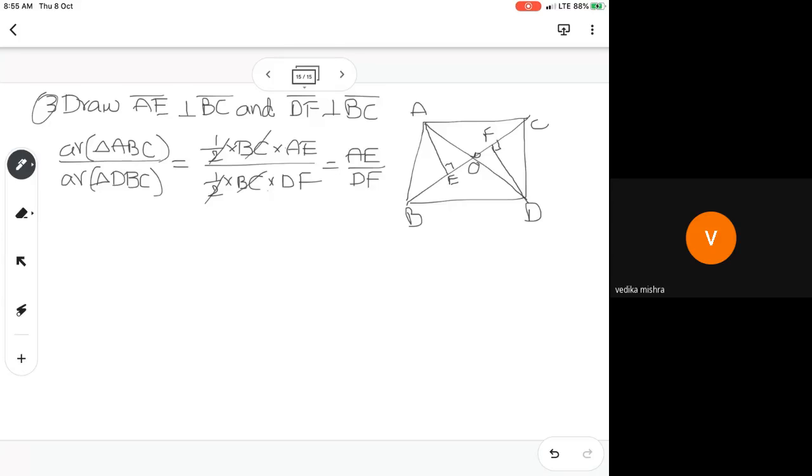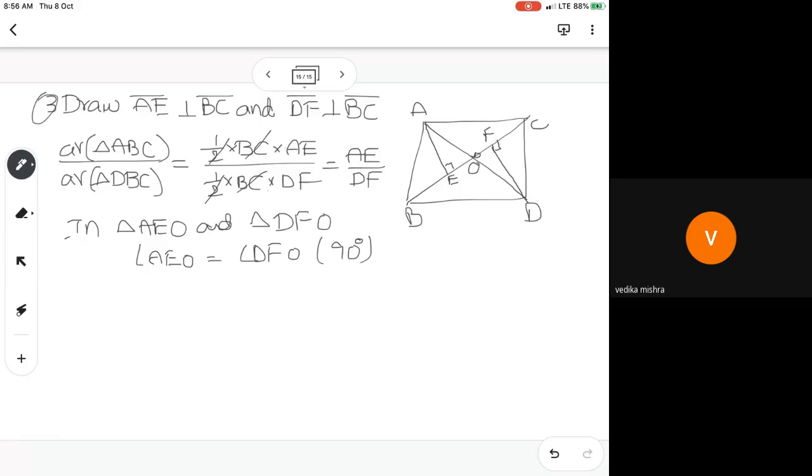And if you observe properly, triangle AEO and triangle DFO are similar triangles. In triangles AEO and DFO, angle AEO is equal to angle DFO. Both are 90 degrees. We have drawn the perpendiculars, isn't it? Both are perpendiculars, isn't it?